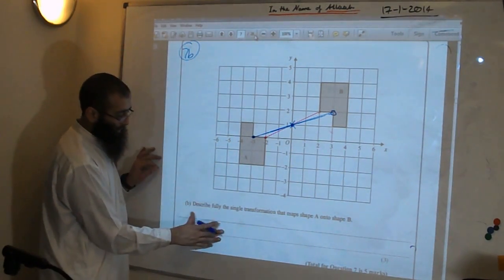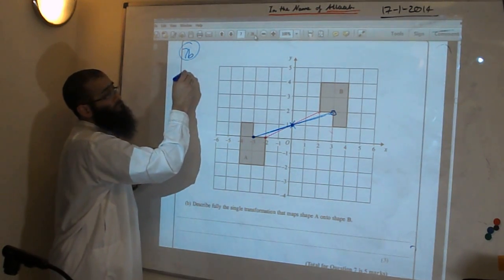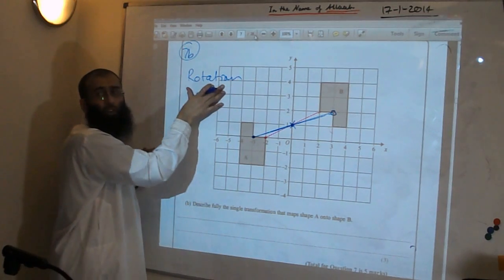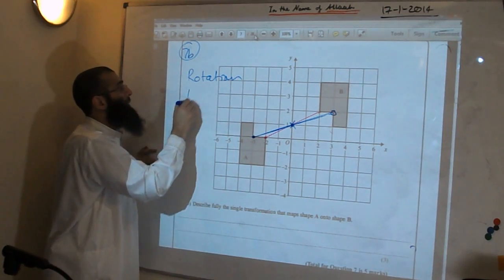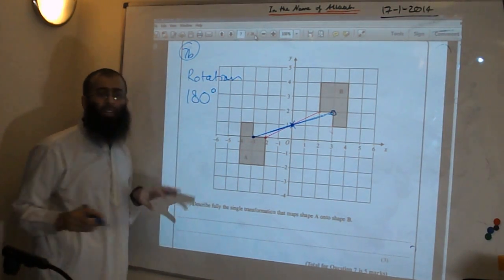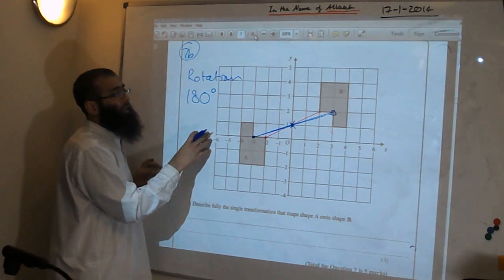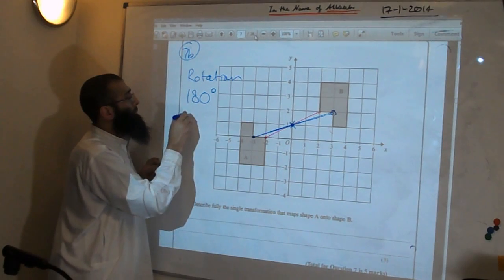So the first thing we're going to say, I'm writing mine up here. We're going to say this shape is a rotation. That's the transformation. So rotation, how many degrees? 180. Now when we say 180, do we need to say clockwise and anti-clockwise? No. Okay, and then where is it about?